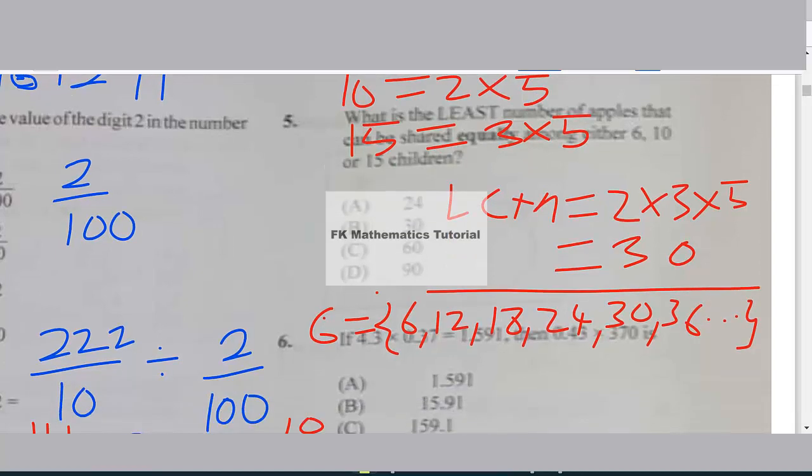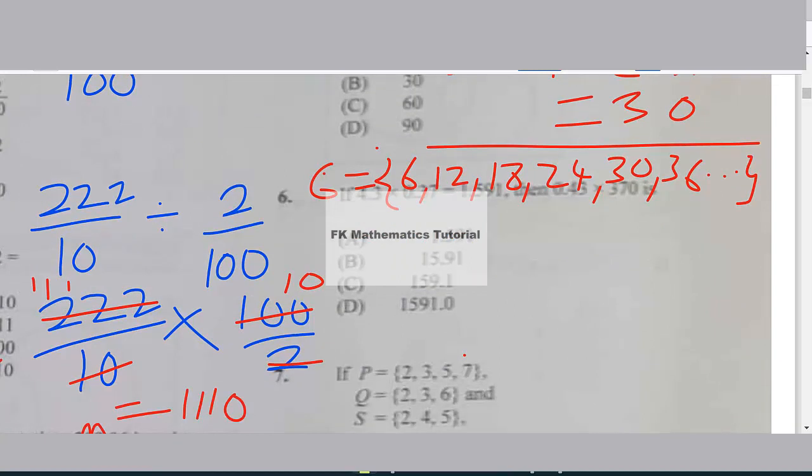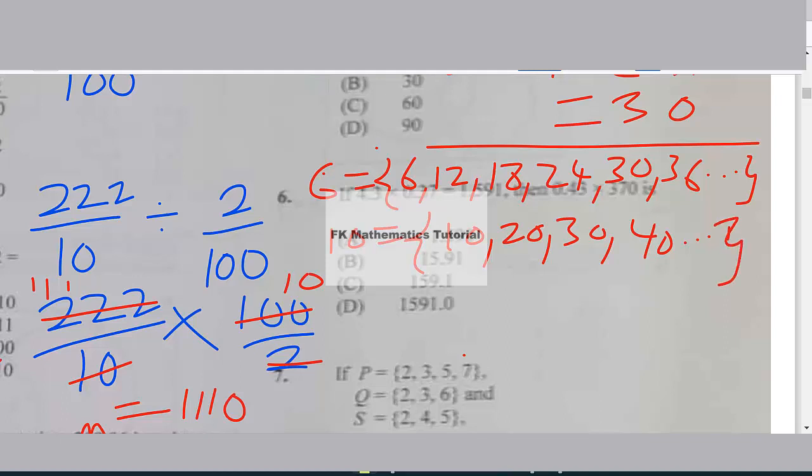Then you could also list the multiples of 10, which are 10, 20, 30, 40, and so on and so forth. Then we could also list the multiples of 15, which are 15, 30, then we have 45, and so on and so forth.